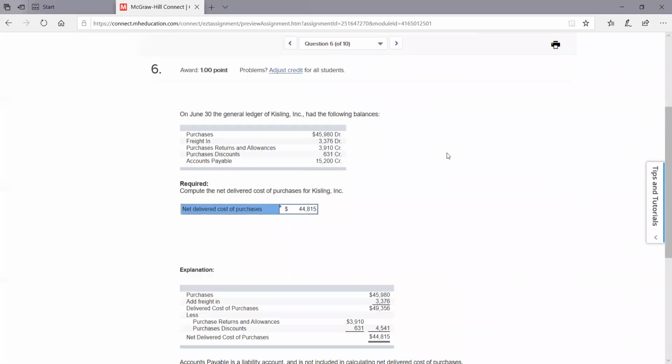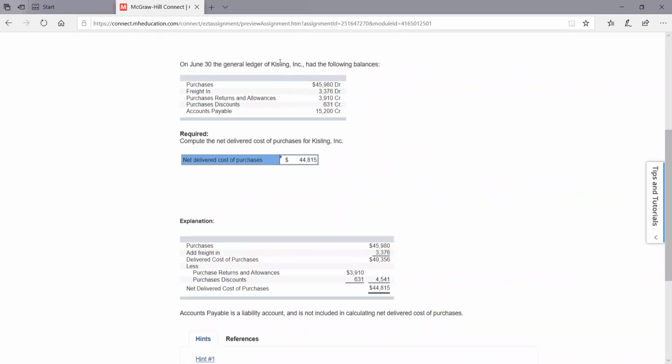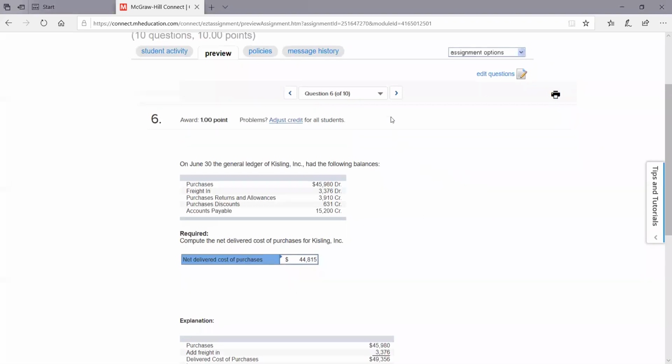Number 6, we're going to get into the cost of your inventory. So you note that we've got purchases plus freight in. You're going to subtract out your returns and discounts. And notice down here, they're going to show you that calculation. Your net cost is going to be $44,815. All right, that's number 6.